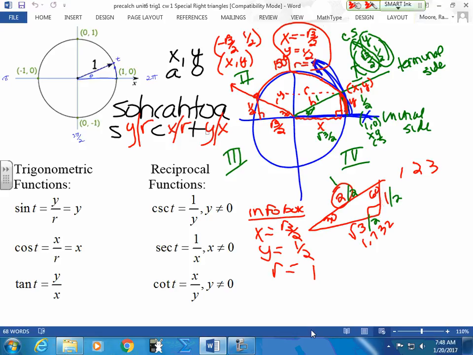That's all I need to look at. Agree? I know what they are now. Sine is my y, or I could say y over r, 1/2 over 1, 1/2. Cosine, my x over r, negative radical 3 over 2 over 1, which is negative radical 3 over 2. My tangent, y over x. When I flip this over, this cancels out and I get negative. And isn't tangent negative in quadrant 2?